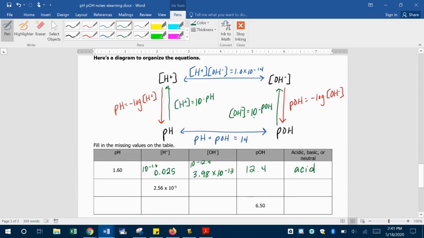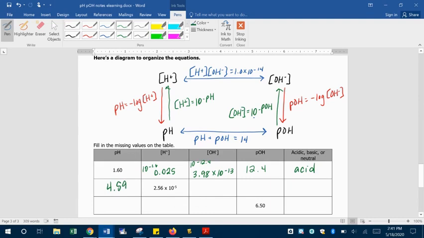Okay, this next one, I'm starting with my hydrogen ion concentration. So I'm starting here. So to me, the easiest thing to do is to find the pH first. So to find the pH, I'm going to do the negative log of 2.56 times 10 to the negative fifth. And I get 4.59.